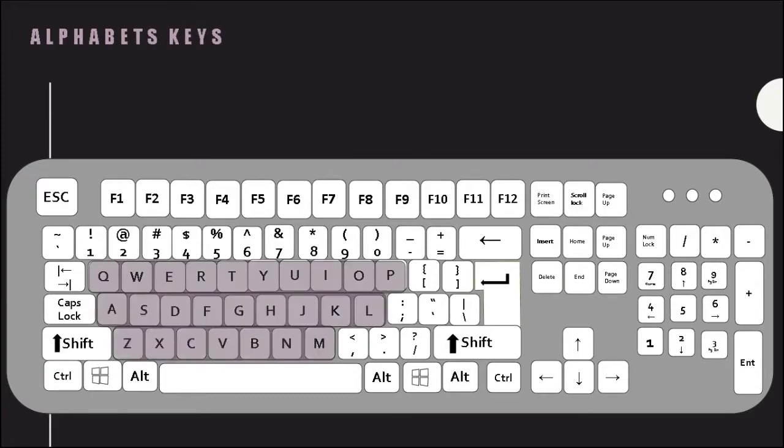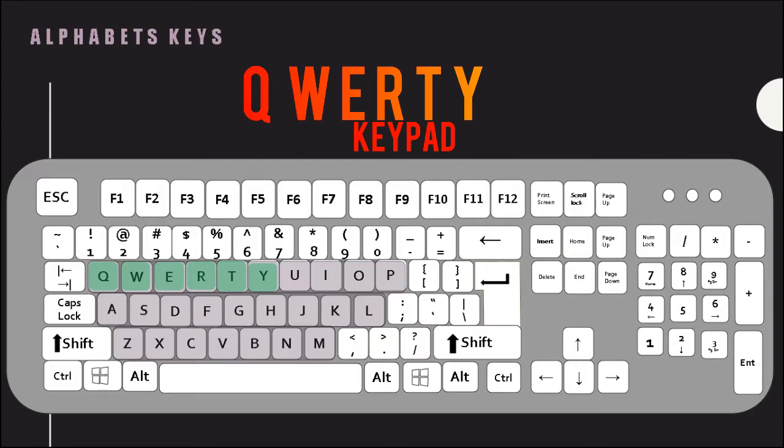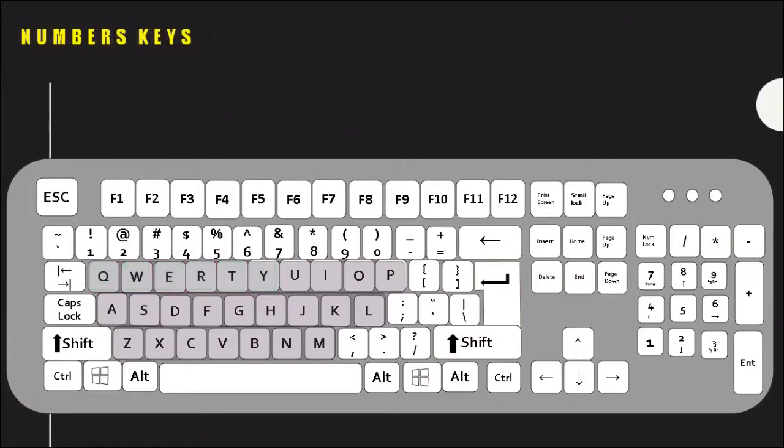Alphabet keys. These keys are used to type letters and words. It resembles the keys of a typewriter. Due to its rows of the alphabets Q, W, E, R, T, Y, it is called a QWERTY keyboard or a keypad.